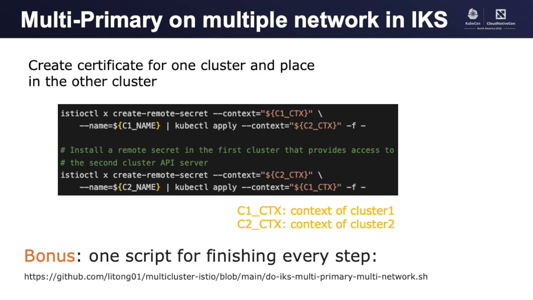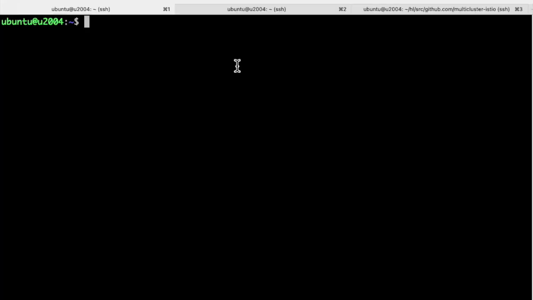You may think this takes multiple steps, but you can use this script that I created. Just run this script if you have 2 clusters. You should be able to set this up within just a few minutes. Let's now check things in the Istio system namespace and make sure everything works as expected.